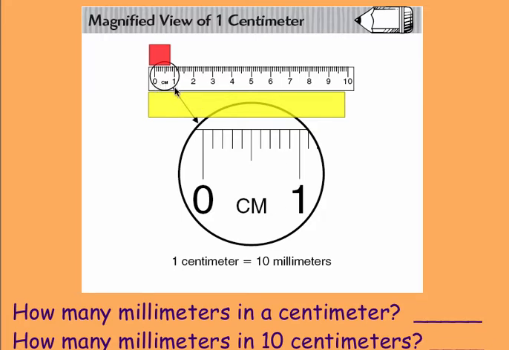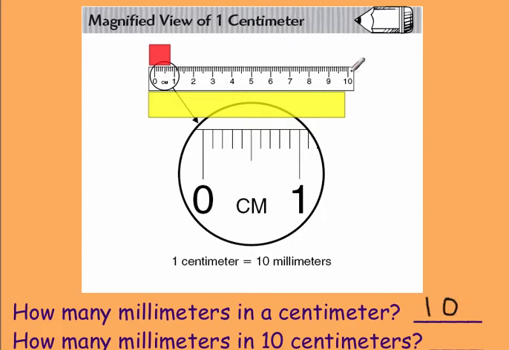So between the 0 and the 1 mark on the centimeter side of the ruler, we could count these dash marks. 1, 2, 3, 4, 5, 6, 7, 8, 9, 10. So each of these little dash marks are millimeters. So in that 1 centimeter, we have 10 millimeters. So I'm just going to jot that on here for you. So we have 10 millimeters in 1 centimeter.